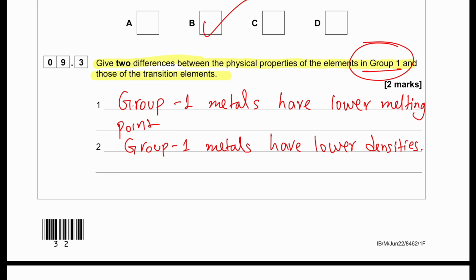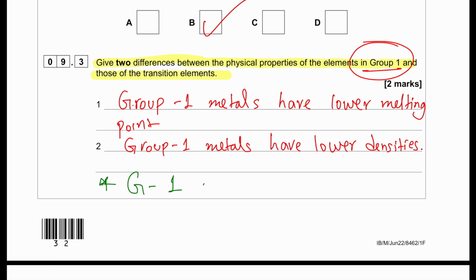And finally, guys, an added point: group 1 metals are softer.